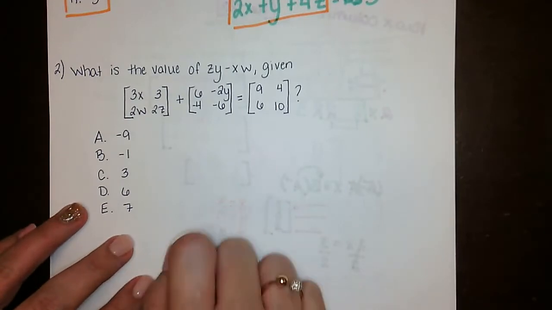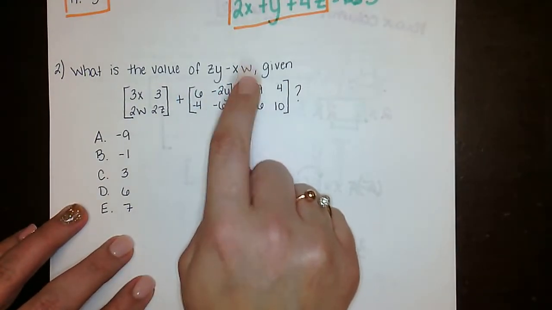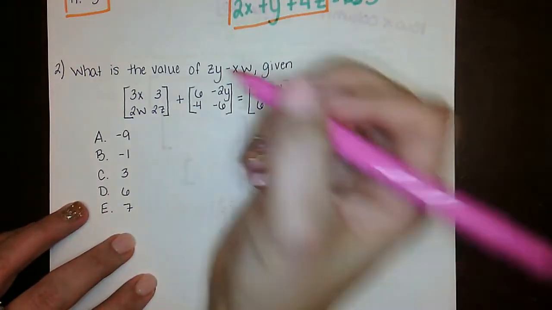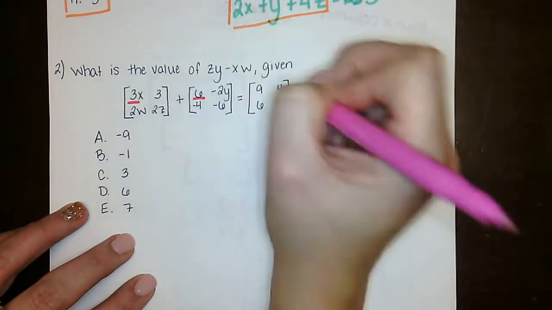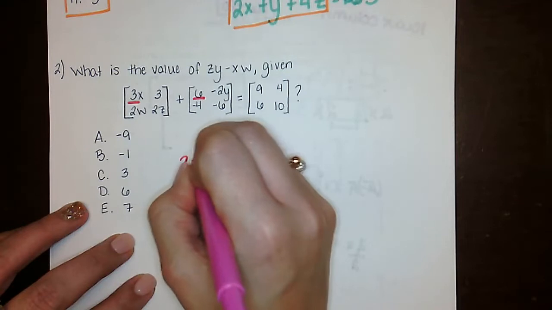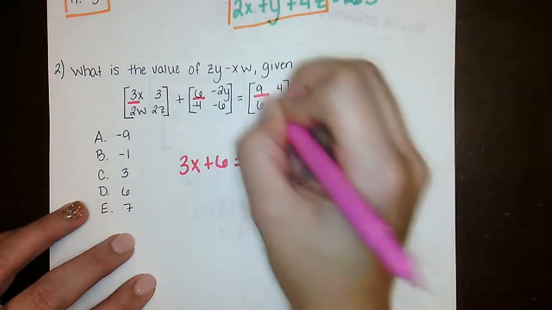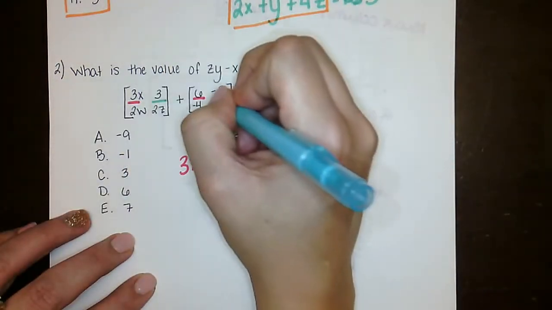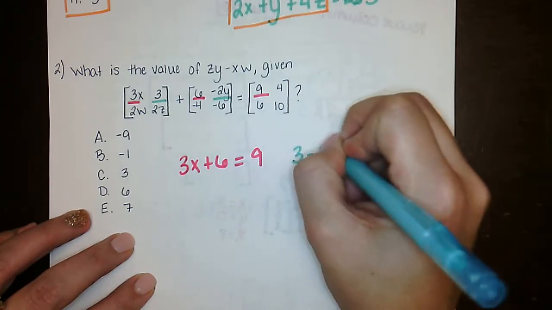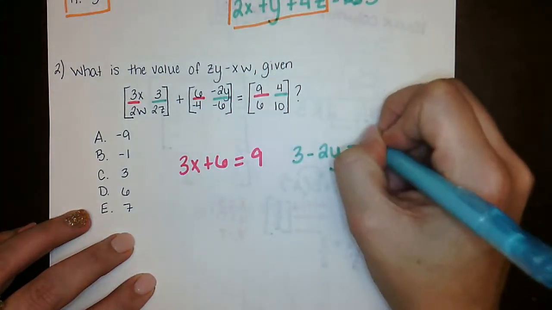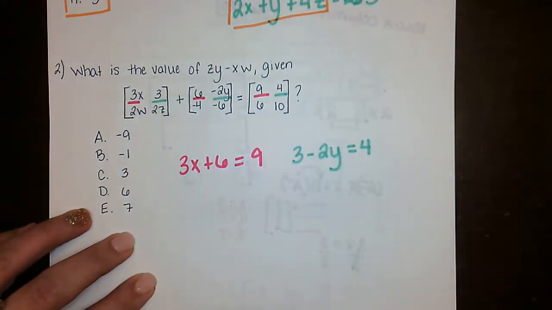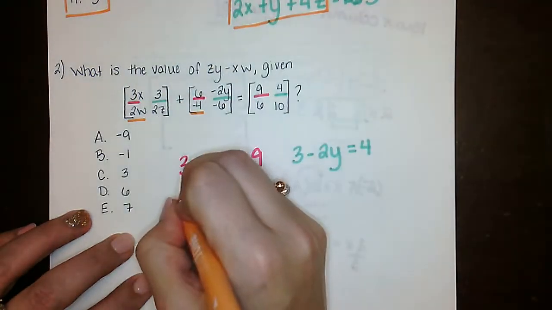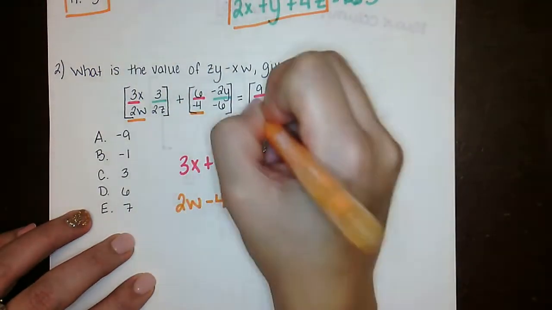Next question, it says, what is the value of zy minus xw? Well, we first need to figure out what these are. When we looked at adding, remember we just do each piece. So 3x plus 6 has to equal 9. Then we move on to the next part. 3 minus 2y equals 4, because they're all in corresponding positions. 2w minus 4 equals 6.